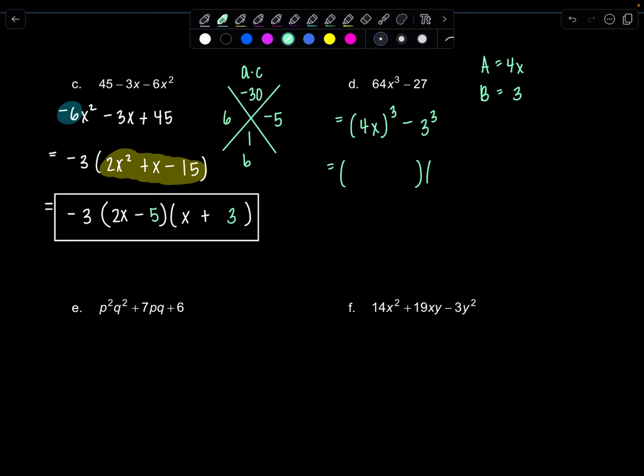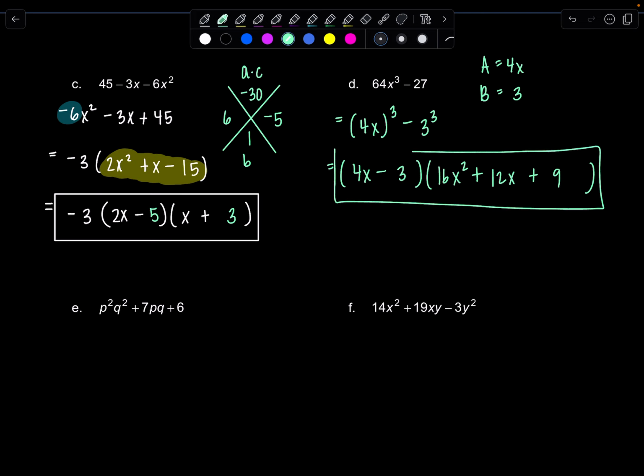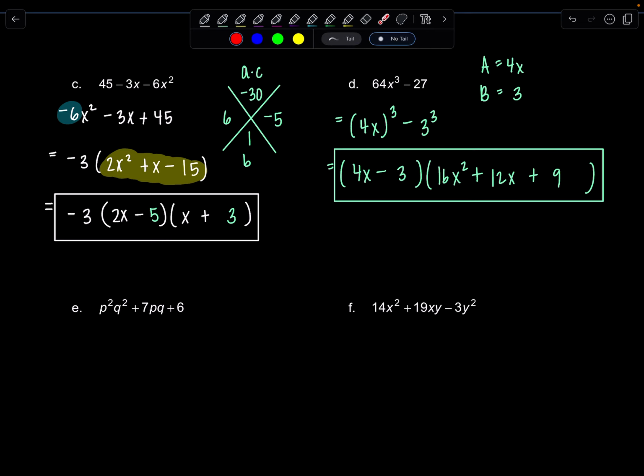Then you can use SOAP to help you fill in the signs. So you're going to have same sign, opposite sign, last one's always positive. We have A, B. A squared, just be careful, it's 16x squared. Then A times B is 12x, and B squared is 9. And then we're done. You don't need to sit there and try to factor this trinomial.